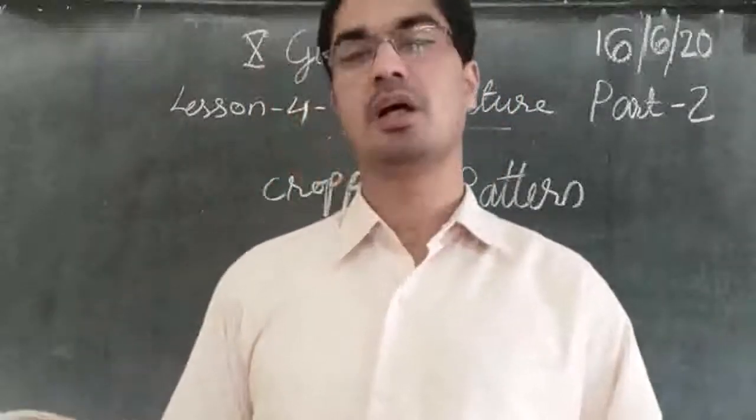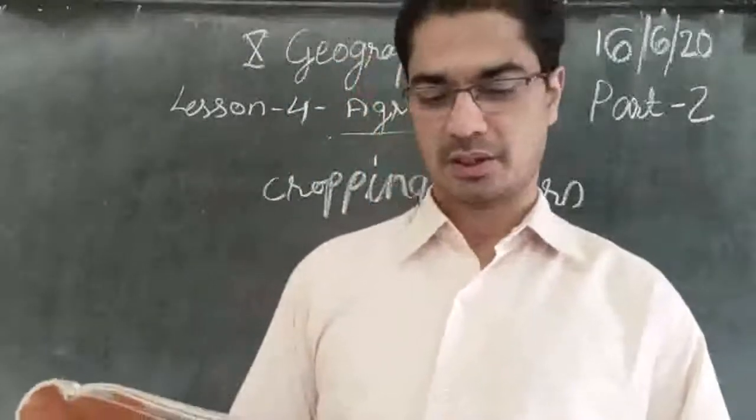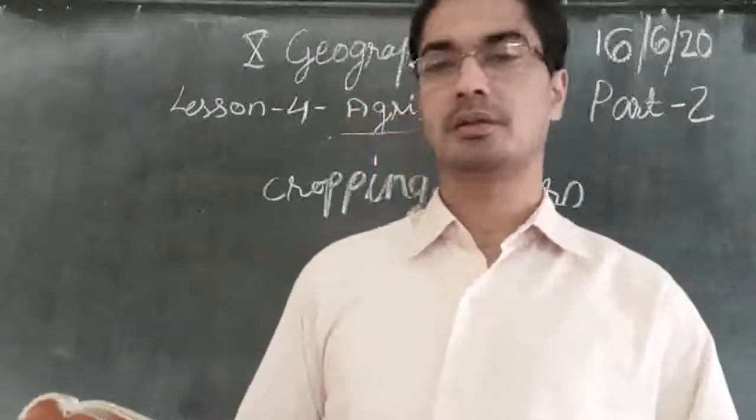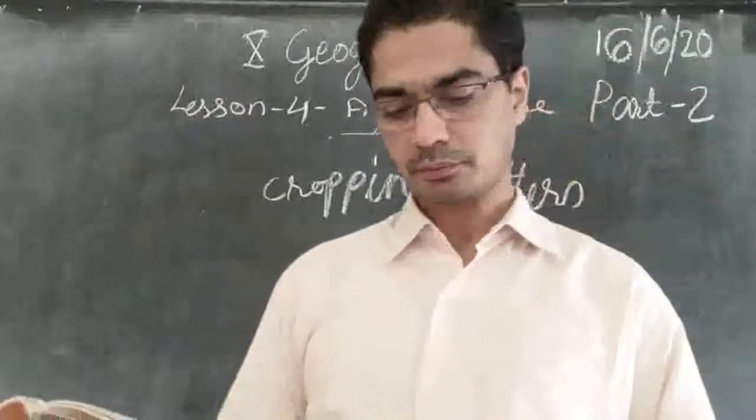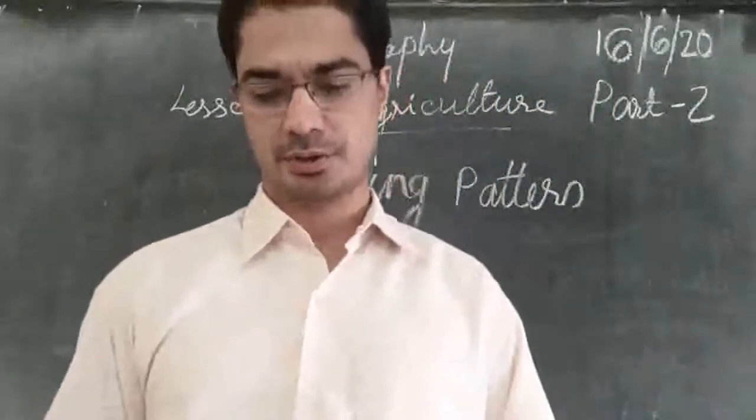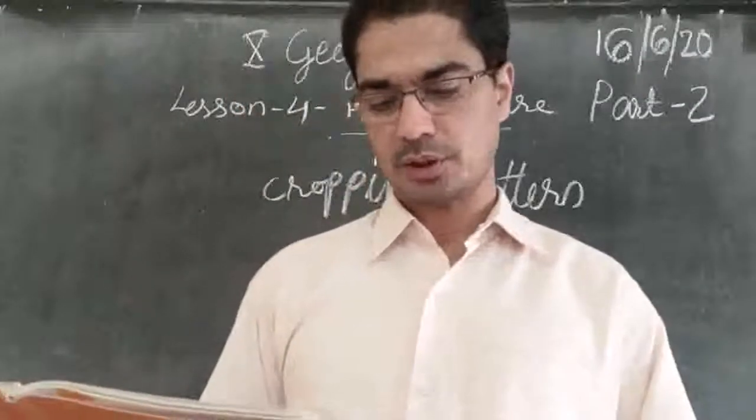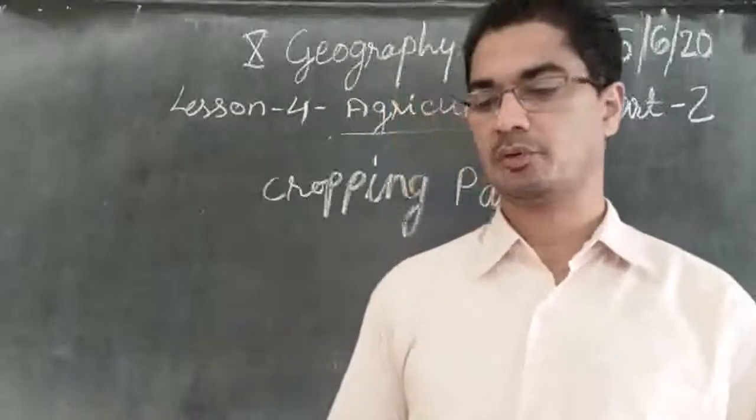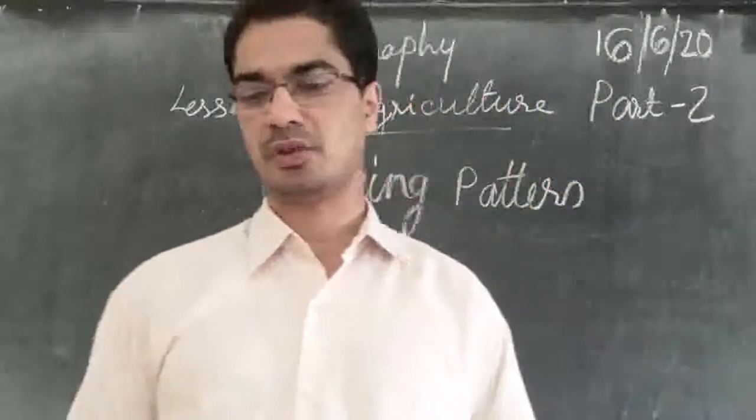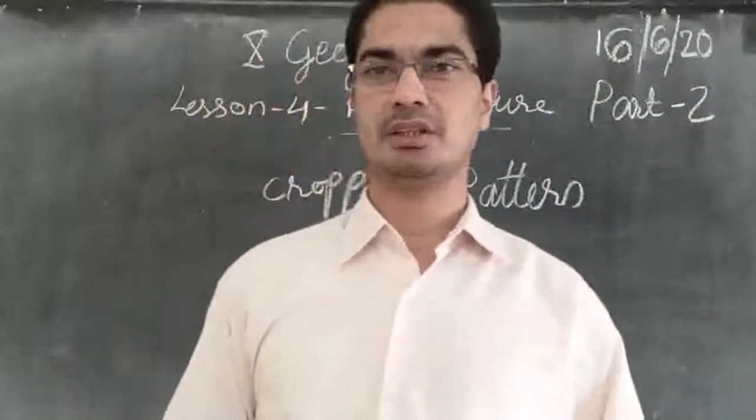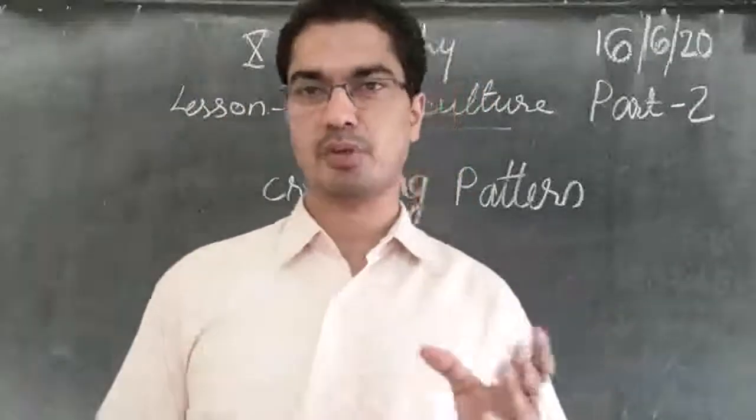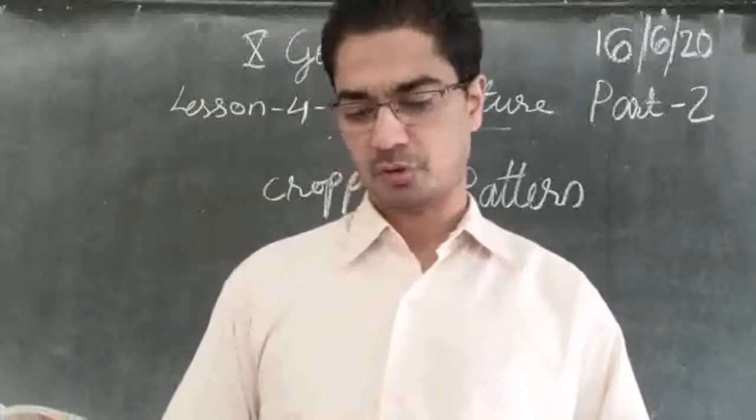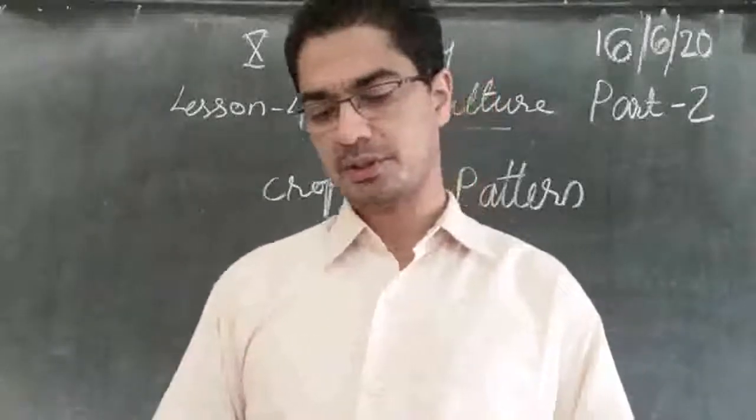So the first one will be Aus, the second one is Aman, the third one is Boro. Then in between the Rabi and the Kharif season, there is a short season during the summer months known as Zaid season. So we come to the third season. What is the third season? The name is Zaid. It comes between the Kharif season and the Rabi season. So it is a very short season.